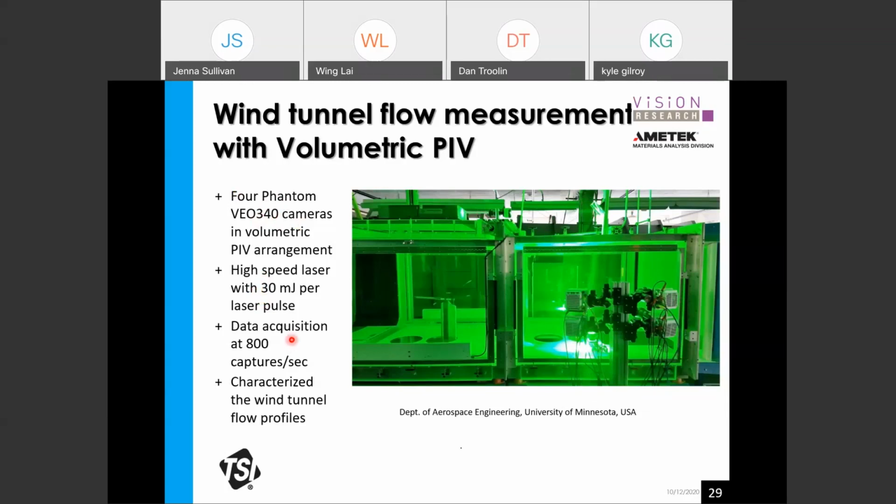The acquisition was captured at about 800 captures per second, meaning that the camera frame rate was 1600 frames per second. The purpose for this particular case is to characterize the tunnel flow profile. So effectively, there's no object inside, so we want to find out what the flow behavior is with really no objects in the tunnel. So let's take a look at the result.